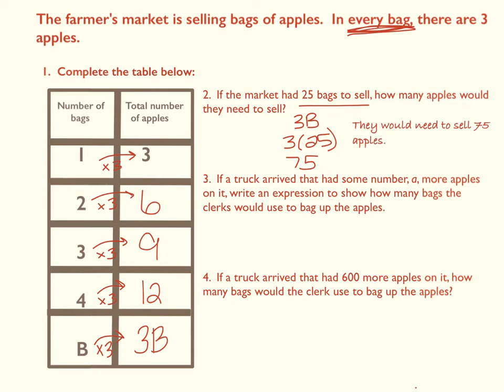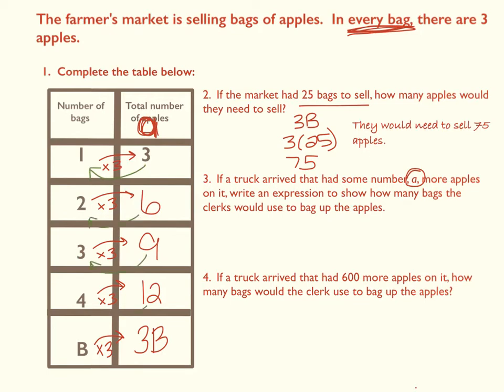Number 3 says if a truck arrived that had some number a, so there's our variable, and that variable represents more apples on it, so a represents the apples, write an expression to show how many bags the clerks would use to bag up the apples. So this time I know my variable is now a. I'm trying to write an expression that would tell me how many bags. So let's look at the pattern here. So if I go from apples to bags, what math is getting done here?